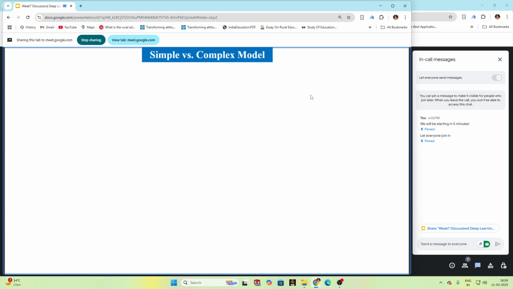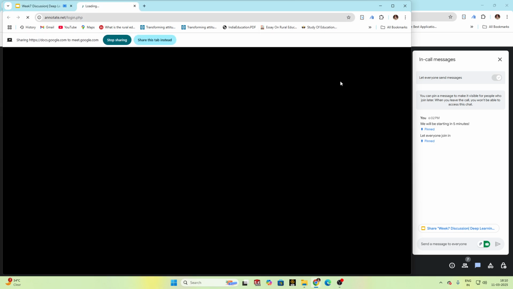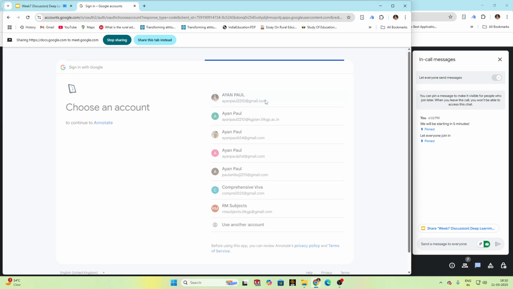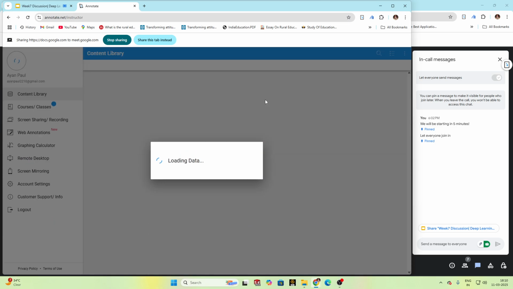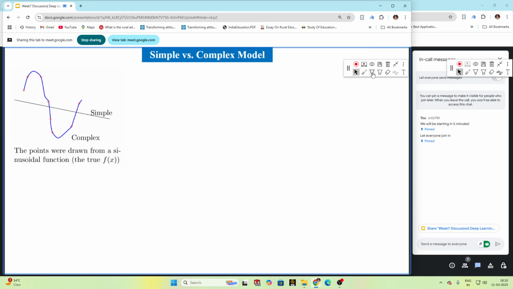So today we will be discussing more about training error, testing error, bias, variance, etc. Okay. So let's start with this concept of simple model versus complex model. Let's say that we have some points which follow a sinusoidal function. That means the true function, true f(x) or y, is some form of sin x. Okay, that is the true function.